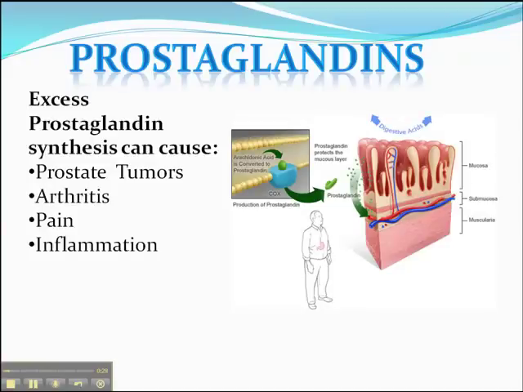Prostaglandins. Prostaglandins are molecules that are formed in response to tissue trauma. Excess prostaglandin synthesis can cause prostate tumors, arthritis, pain, and inflammation. By inhibiting the synthesis of prostaglandins, ibuprofen is able to alleviate these symptoms.